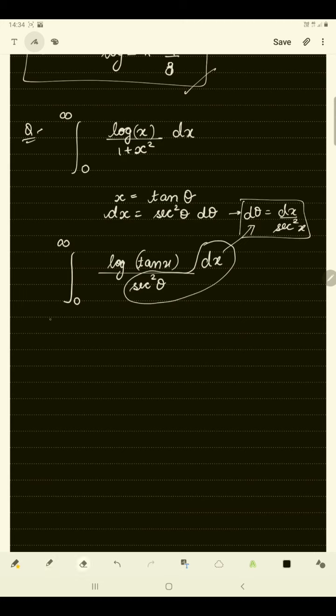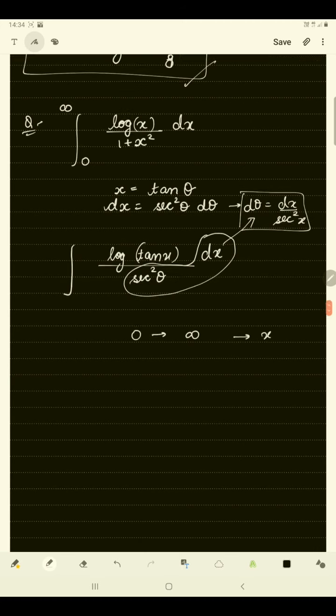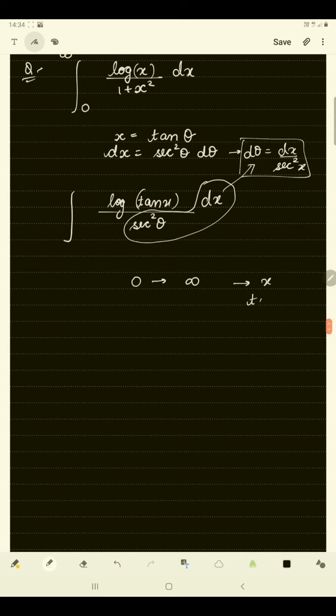But now the limits would not be from 0 to infinity, because the limits of 0 to infinity were for x, but now we have actually substituted x as tan theta, so the limits would change. Tan 0 is 0, so we are going to have a 0 over here, and tan infinity is pi by 2. So the limits have actually changed from 0 to pi by 2 in this question.